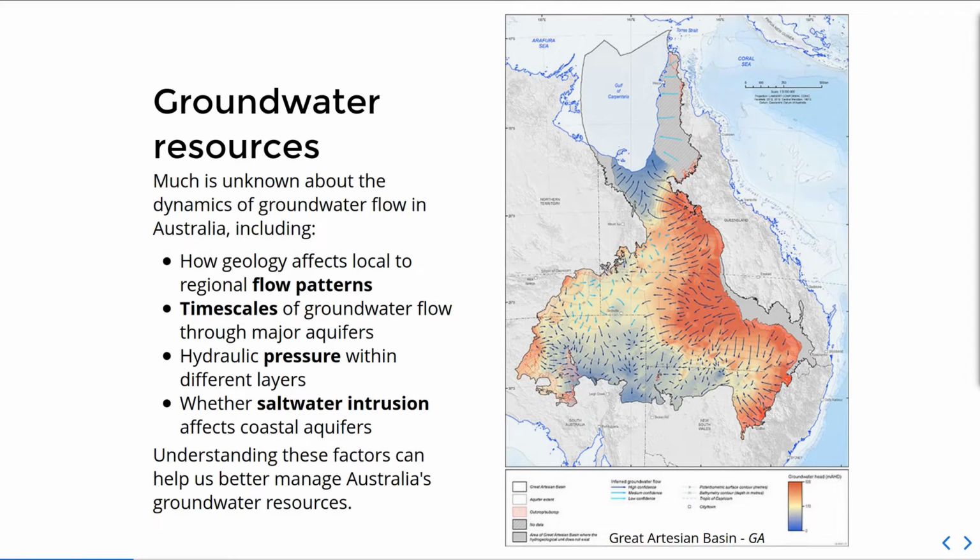So before we extract groundwater, we need to answer some important questions such as: how does geological stratigraphy affect local to regional flow patterns from recharge to discharge zones? What are the timescales of groundwater flow through major aquifer networks? Where is the water table and what is the hydraulic pressure in confined aquifers? And to what extent does saltwater intrusion affect coastal aquifers? Understanding these factors can help us better manage Australia's groundwater resources and help to inform government bodies tasked with managing these resources.